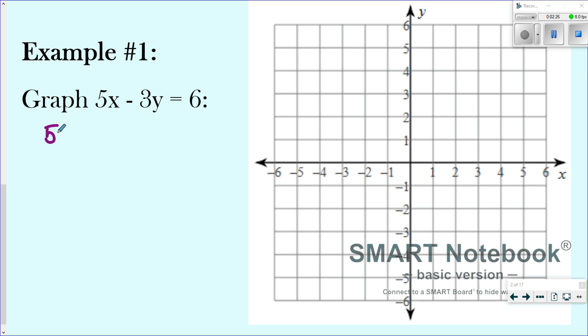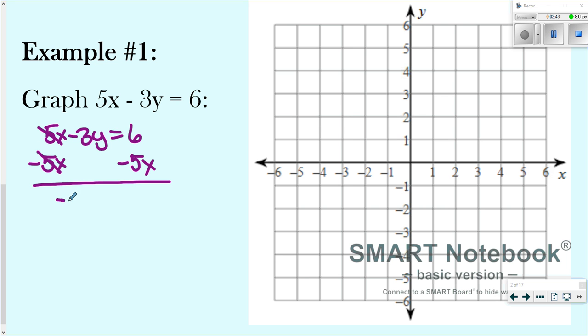So we need to get that y by itself. So I'm going to rewrite it, and we're going to solve for y. That's the first thing we have to do. So that means we're going to take this 5x, since it's positive, we're going to subtract it on both sides. This will cancel out, and this will give us negative 3y equals, since we can't combine these two, we leave it as negative 5x plus 6.